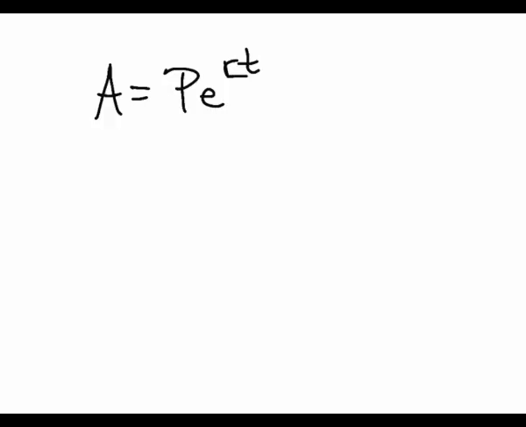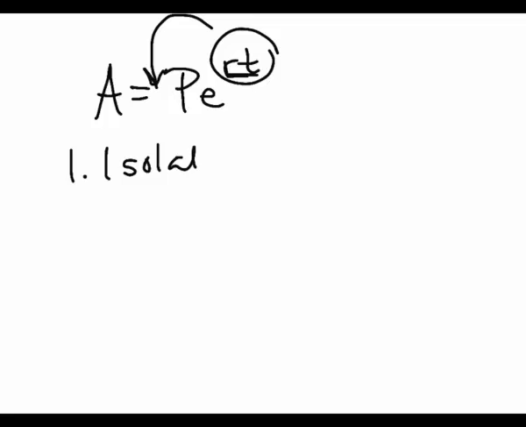If you want to solve for R or T, missing rate or time, it's an exponent. You have to try to make the exponent come down to become a coefficient. So I'm going to do this in some easy steps. I'm going to write the steps out. The very first thing you want to do is isolate the exponential expression.